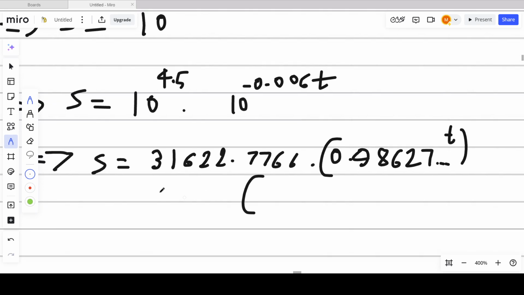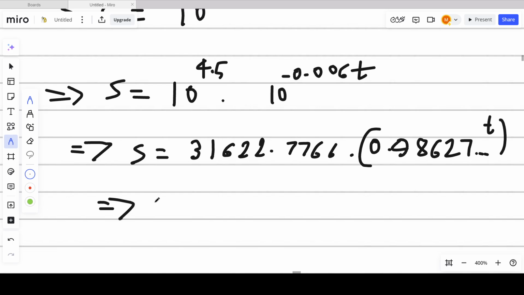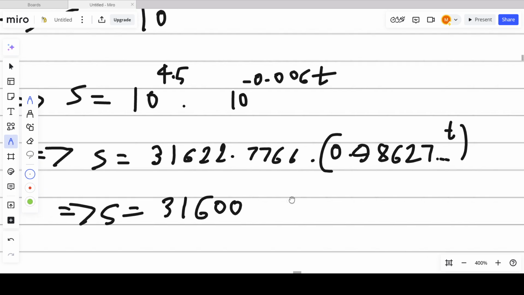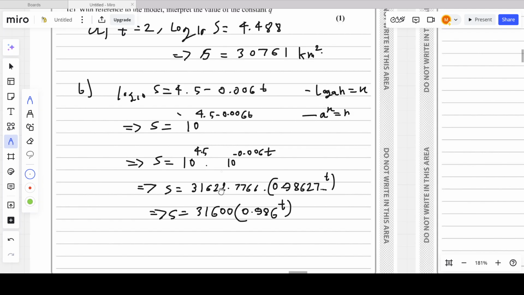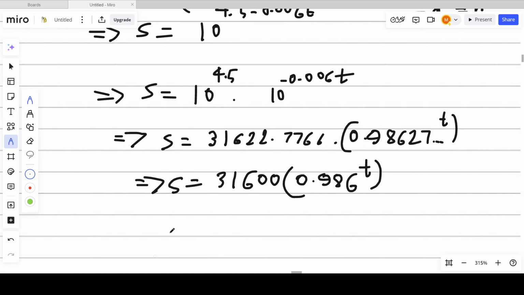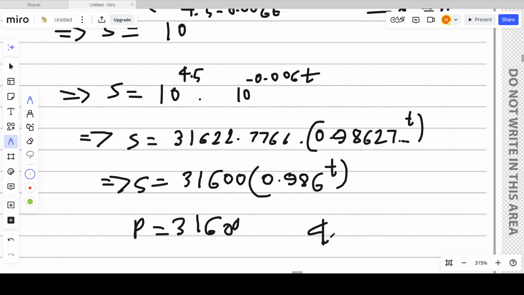Now we need to give it to just 3 significant figures. So the value for S would be 31,600 times 0.986 to the power t. That's the equation for S. So we got the value for P, up to 3 significant figures, 31,600, and the value for Q is 0.986 up to 3 significant figures.